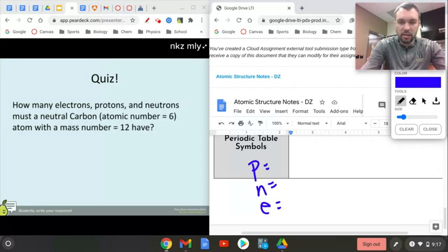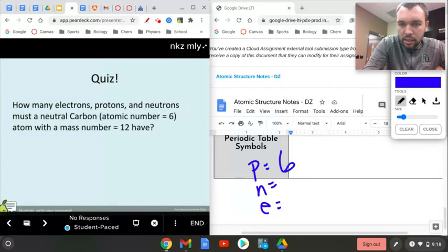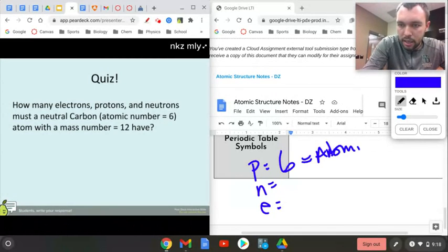Welcome back. All right, so here we go. Atomic number is 6. That's our protons, always. Atomic number. Okay, neutrons. It doesn't tell me how many neutrons, but this mass number helps us.